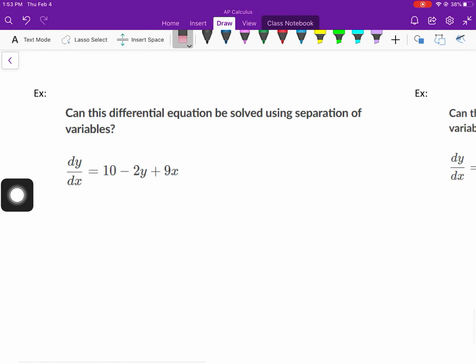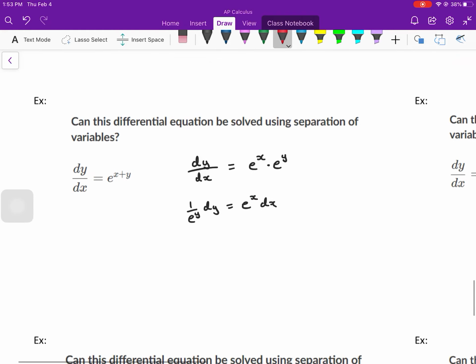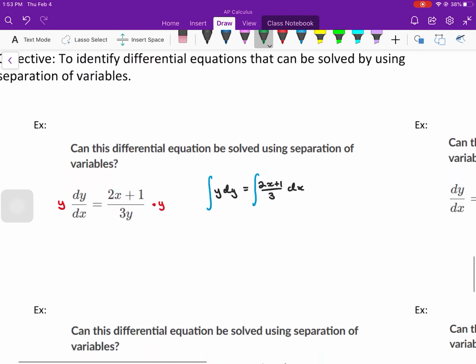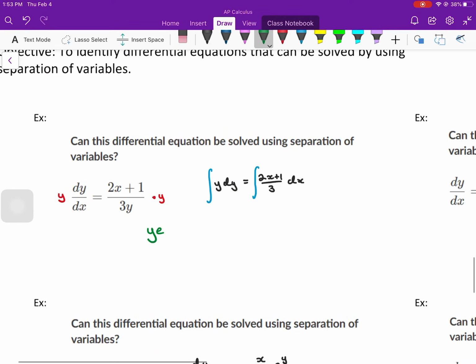What about here? Is there a way we could separate this? No, I would have to add this. There's no way I can separate the y and the x with multiplication or division. If I factor out the y from everything here, you'd be stuck with more y's. Check it out. If I factored it out, I'd have 10 over y minus 2 plus 9x over y, and that just doesn't help us at all. So this one's no. This one was yes. This one was yes.